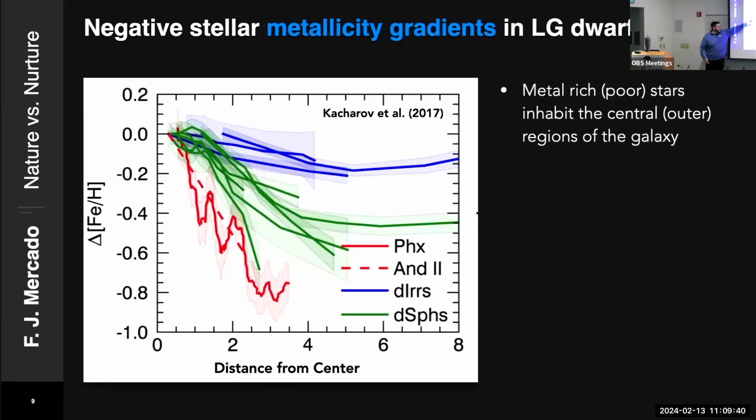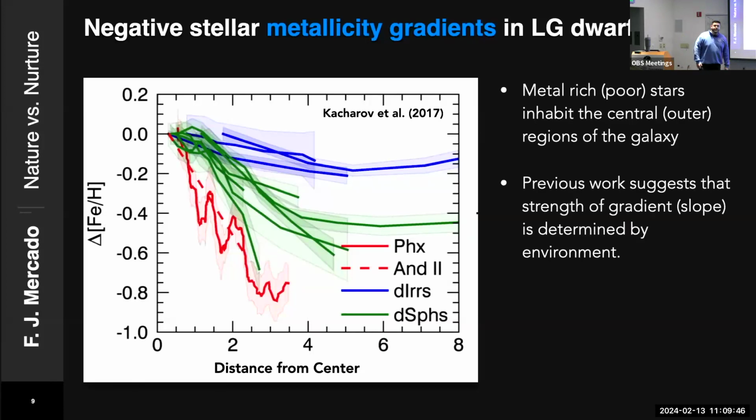And so you can see that here in this figure for a few Local Group dwarf galaxies. You see there the difference in their metallicity with respect to what it is at the center. And as you go out, they sort of fall off. Now, some previous work suggests that the strength of this gradient, right, how steep this slope is, is really determined by a galaxy's environment. And you can see that dwarf irregulars that generally lie a little bit further from the Milky Way and Andromeda tend to have these sort of flatter gradients, while the dwarf spheroidals that lie a little bit closer seem to have a steeper metallicity gradient.